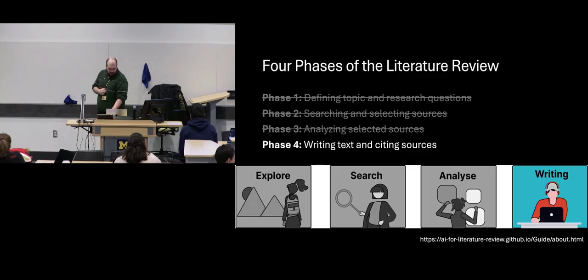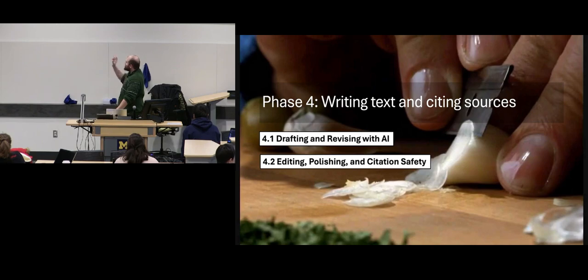And so just finally, just to touch on this, we're almost done, I promise. Just to touch on writing text and citing sources, I think about it as 2 steps: drafting and revising with AI, and editing and polishing with citation safety. I'll explain this reference. This is from Goodfellas, and it's meant to be like when you're in too deep. Like if you're using AI to write your papers, you might be in too deep.